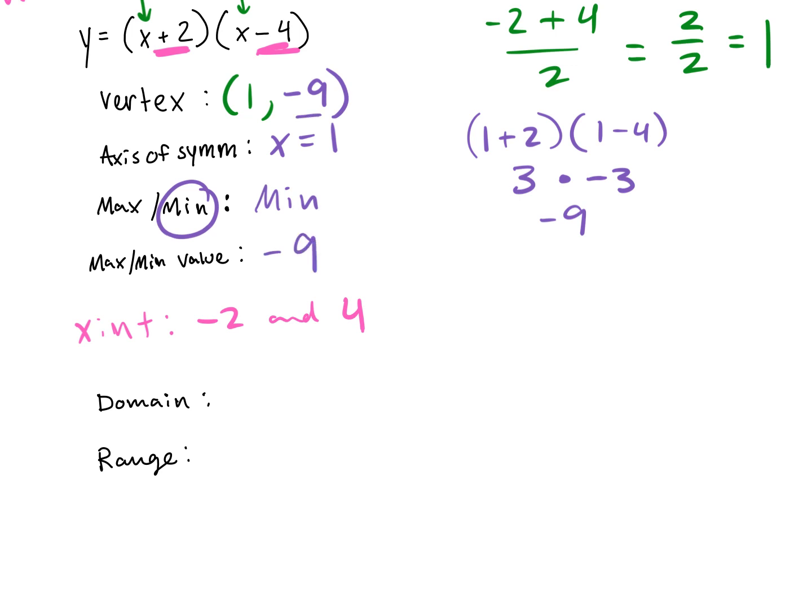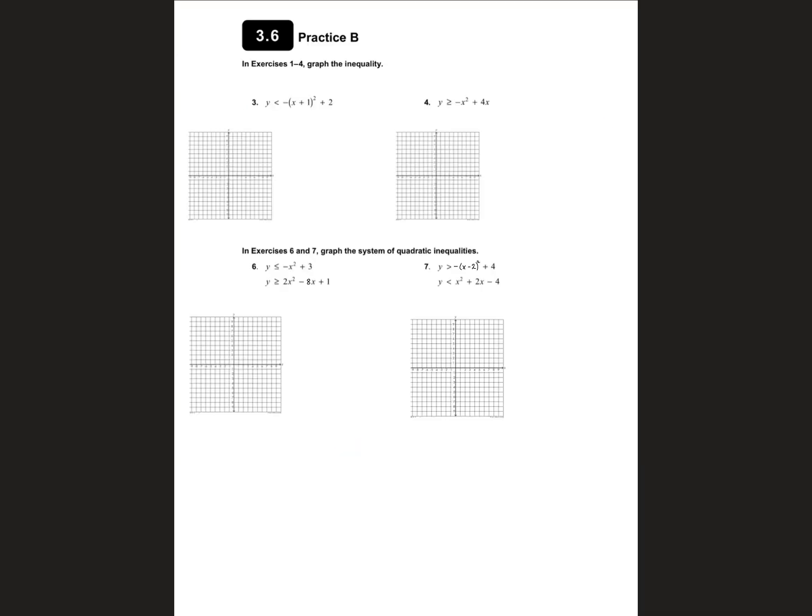What's our domain? All real numbers. What's our range? Y is greater than or equal to -9. Perfect. Here it's greater than or equal to because our graph is pointing up. So lastly, we're going to look at 3.6. Let's do number 7.